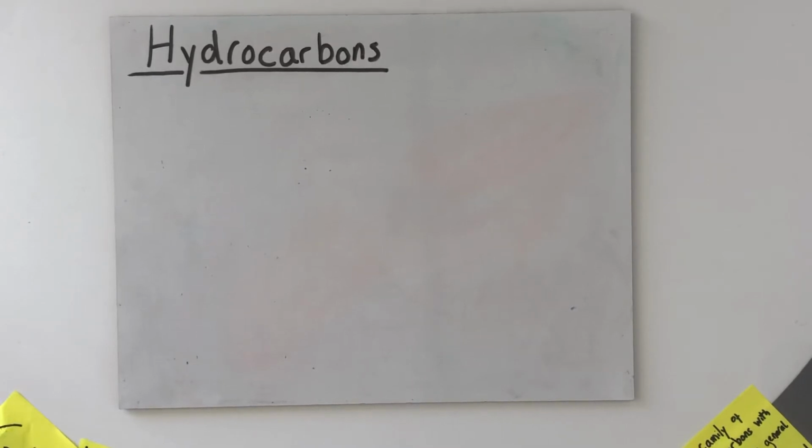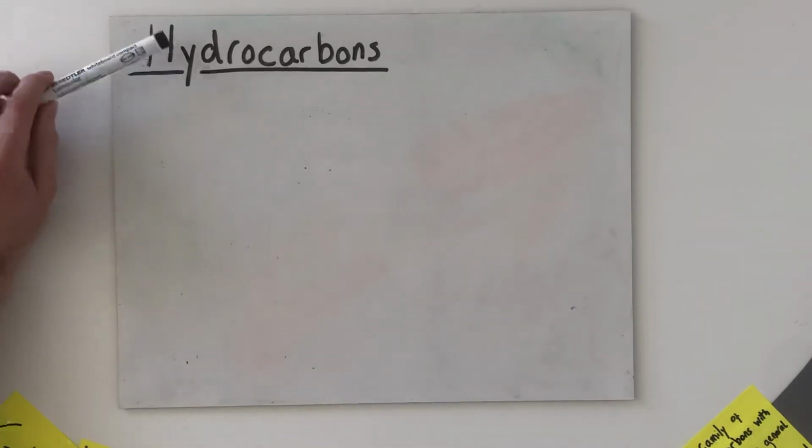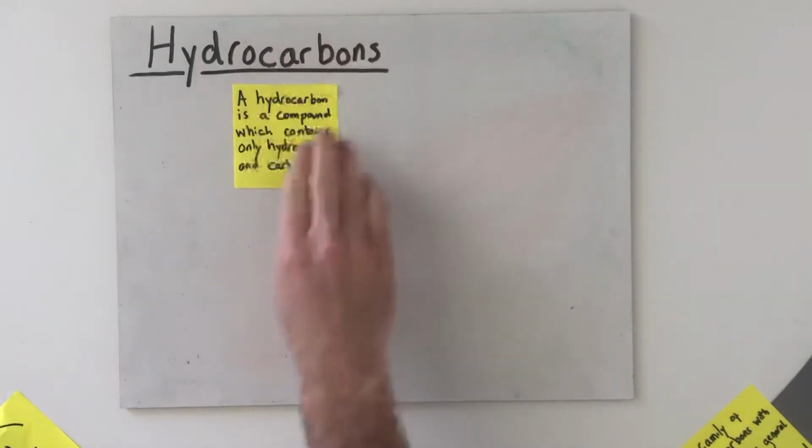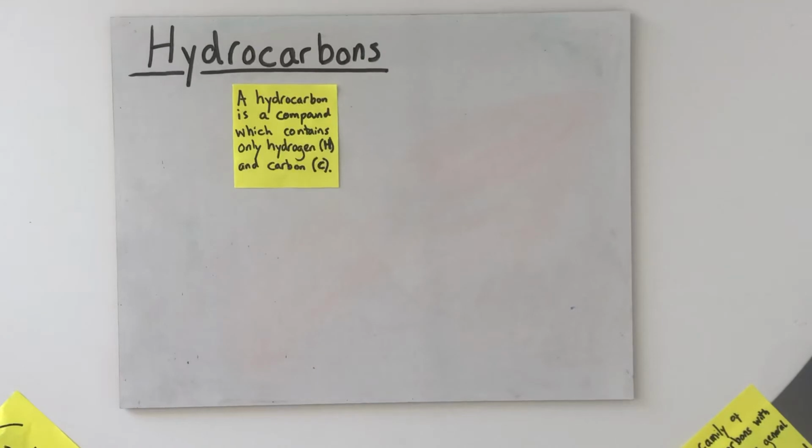So we're going to kick off by recapping the hydrocarbons topic and reviewing a few key concepts that you need to know quite well. The first of which is the very definition of a hydrocarbon. A hydrocarbon is a compound which contains only hydrogen and carbon. It contains only two elements in there. Different combinations, but only two elements.